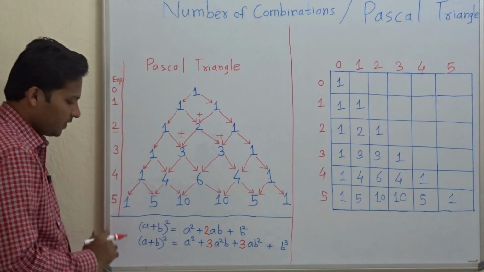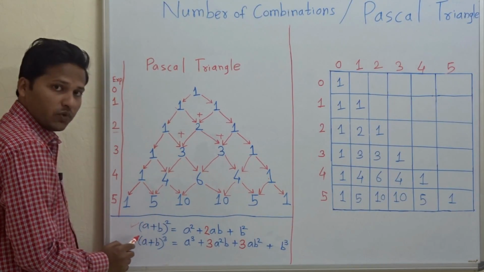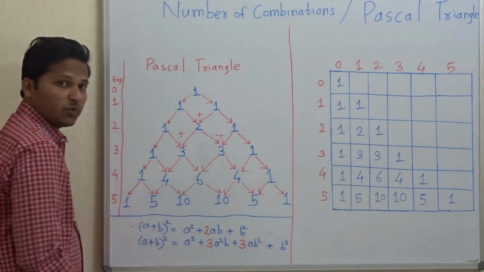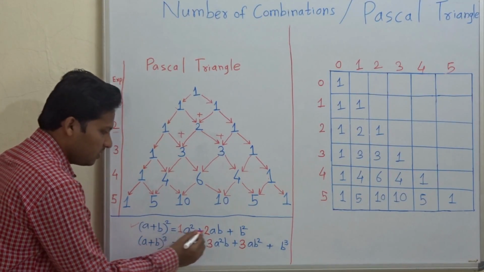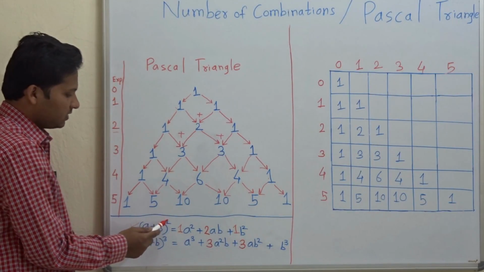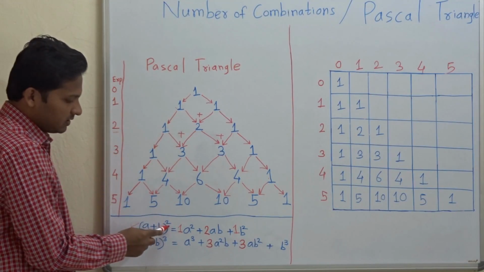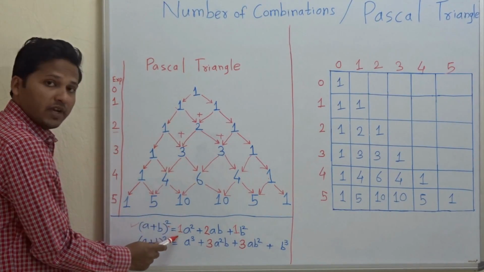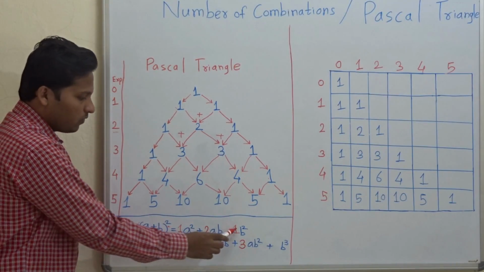Just remind, we have studied this formula. A plus B whole square is equal to A square plus 2AB plus B square. See, here nothing is there, means here it is 1 and it is 1. Can you relate it to the second row? So this is the second row. So for this second exponent, see 1, 2, 1, and look at the coefficients here. Look at the binomial coefficients 1, 2, 1.